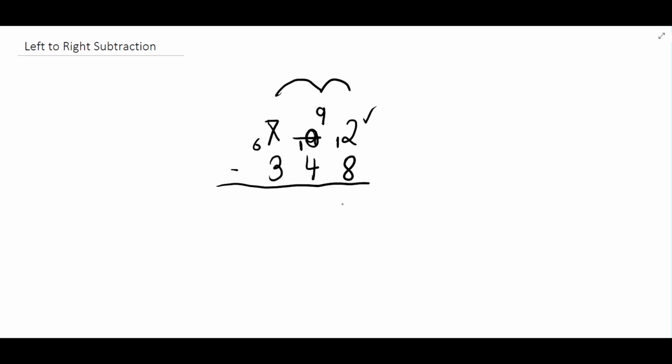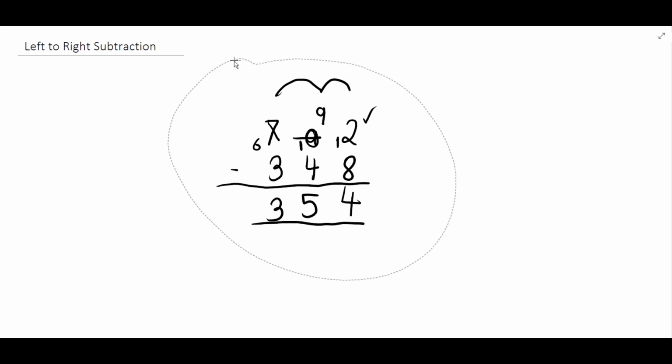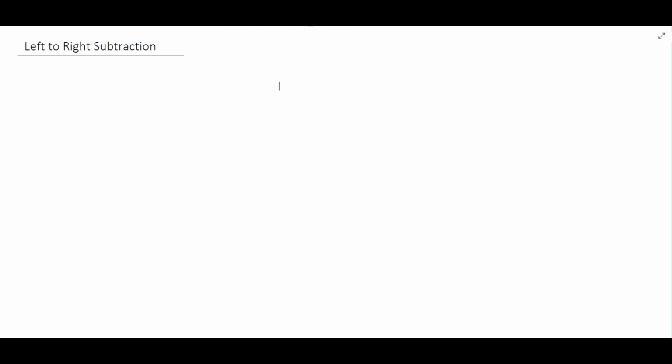12 minus 8 becomes a 4. 9 minus 4 gives a 5. And 6 minus 3 will give a 3. And here's our answer. Now let me show you the Vedic math technique. But before I show you that, let's revise over the concept of borrowing.